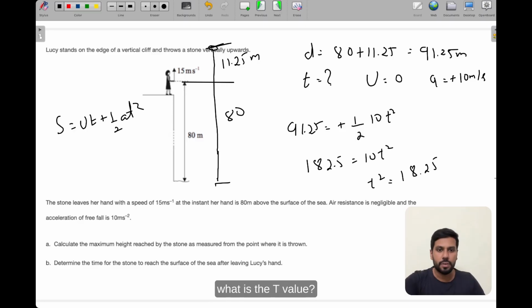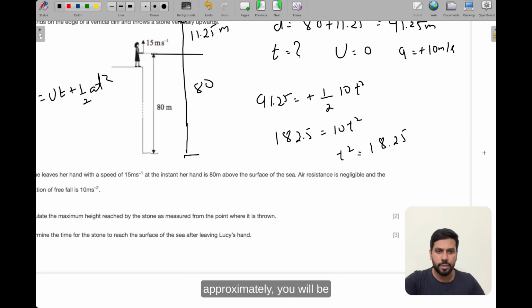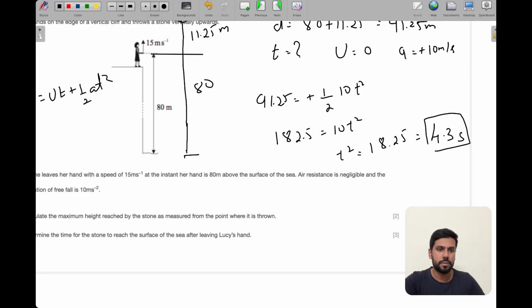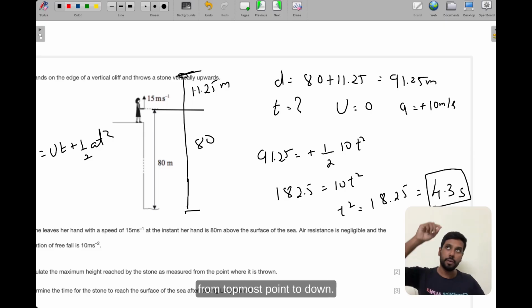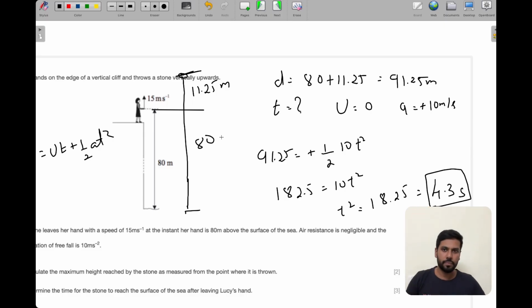Now they're asking me what is the t value, the time to come from this point to this point. The time taken here you will get approximately around 4.3 seconds. Remember, this is the time taken to come from the topmost point down. It's 4.3 seconds. Well, look at the question.